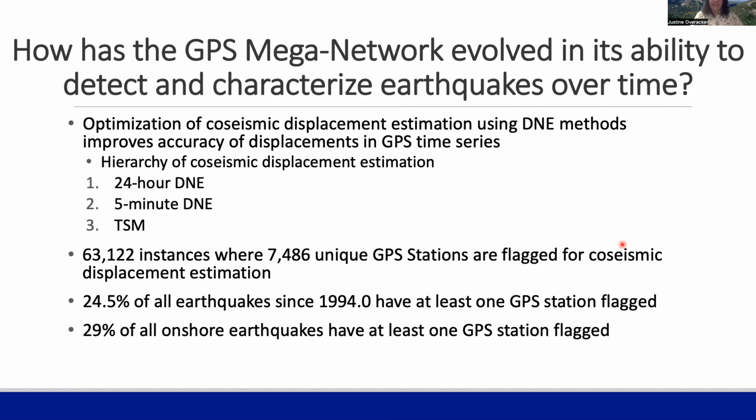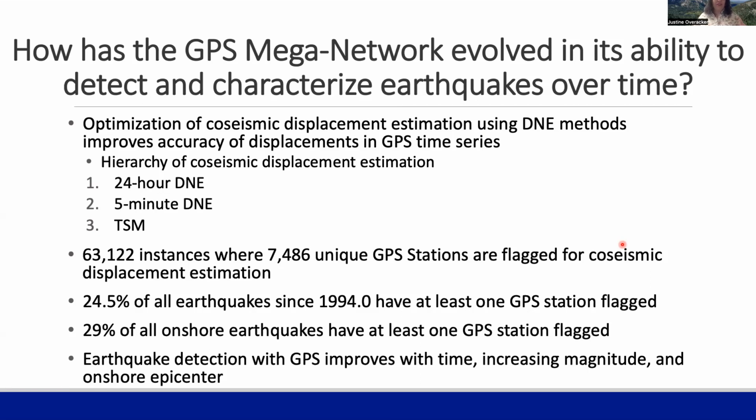So how has it done? Well, earthquake detection improves with time, increasing magnitude and onshore epicenter, which is not surprising. But for the stations that do capture earthquake deformation, we now have a better strategy for estimating coseismic displacement. So it's really a twofold improvement.